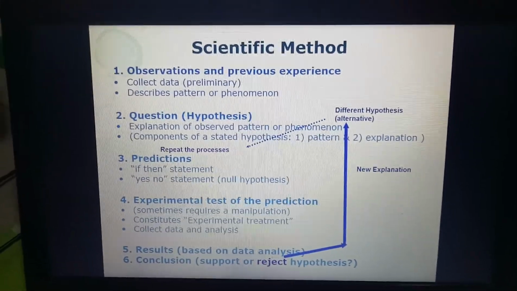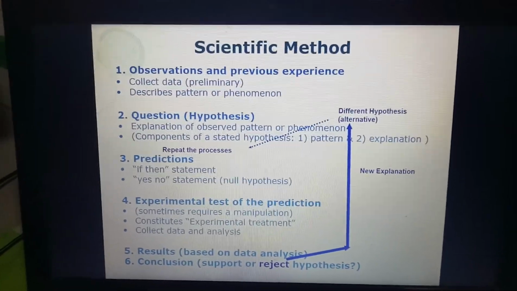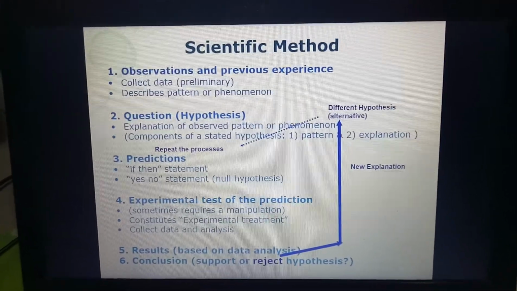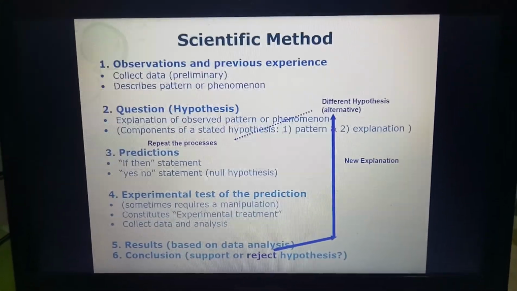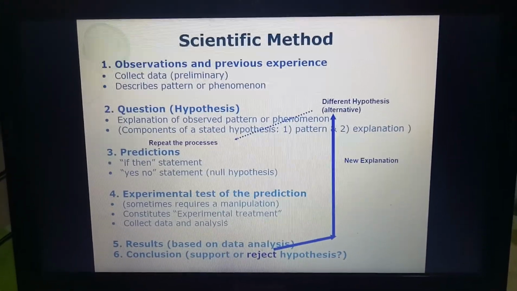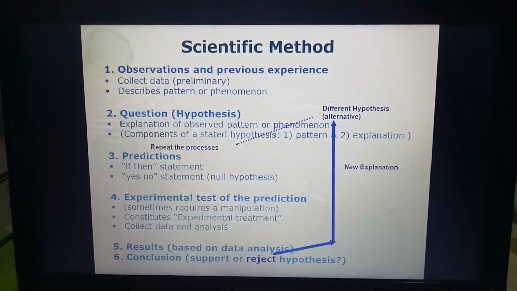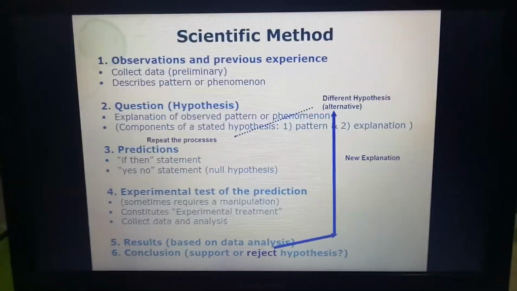Conclusion, number 6, is very important, but bear in mind that if you cannot get any result, even though you have already repeated many times, this is also your result.